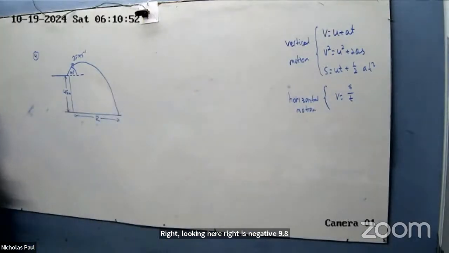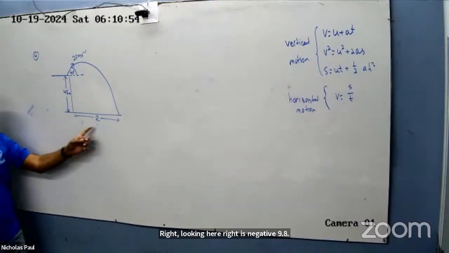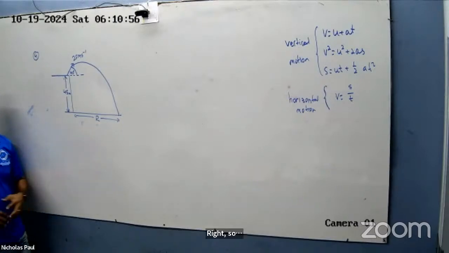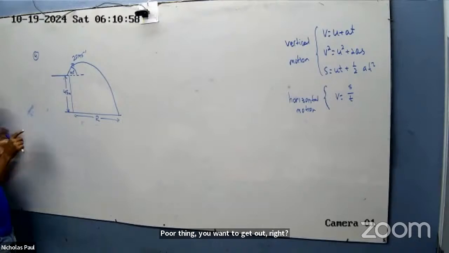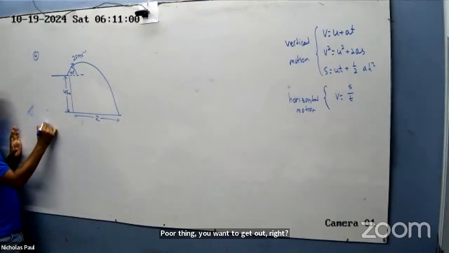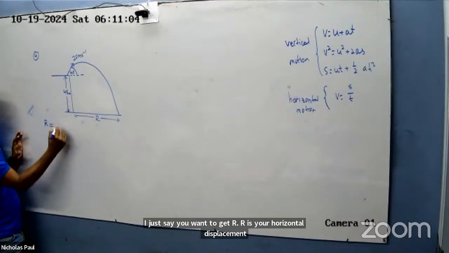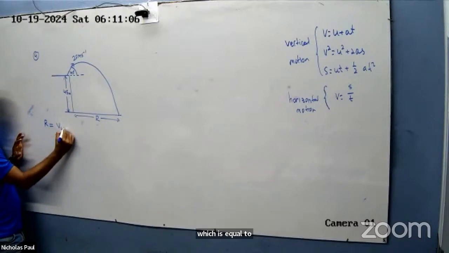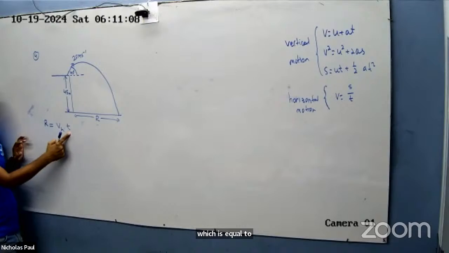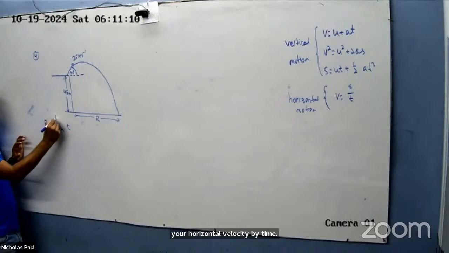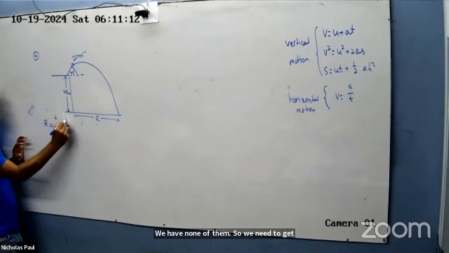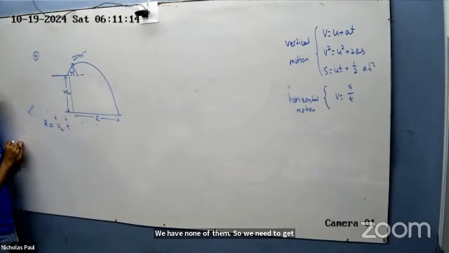First thing, you want to get R first. R is your horizontal displacement, which is equal to your horizontal velocity times time. We have none of them, so we need to get horizontal velocity and we need to get time. Get time first.